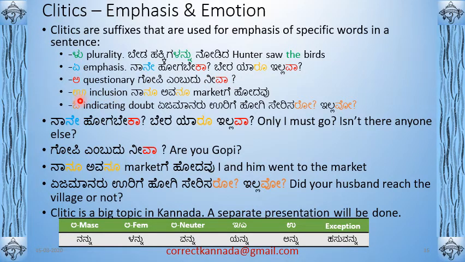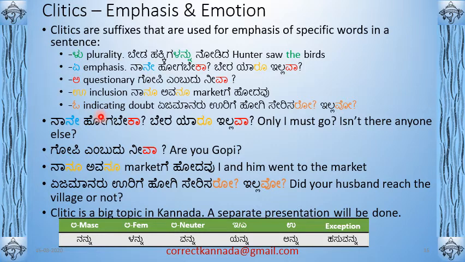U, if you have the dirgha U, right? Then it is for inclusion. Nanu, avanu, marketige hodavu. Hodavu means we went, market, right, to the market. Avanu, he, nanu, I. So you are making a list. I, him, we went to the market. If you have more people, you just keep adding u to the others. Nanu, avanu, avalu. You just have to keep adding u to it, right? So this is also a clitic. So these are examples of clitic, just an idea.